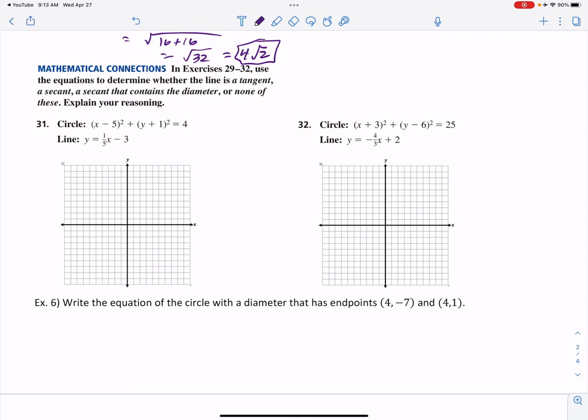So in 31, we have a center of 5, negative 1, and the radius is 2. And so we go to the right 5 and down 1, and a radius of 2, go up 2, right 2, left 2, down 2.